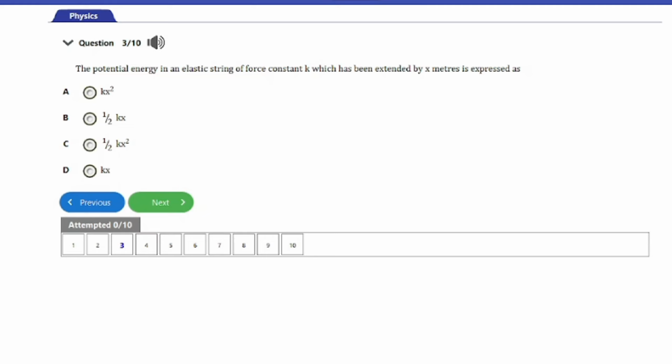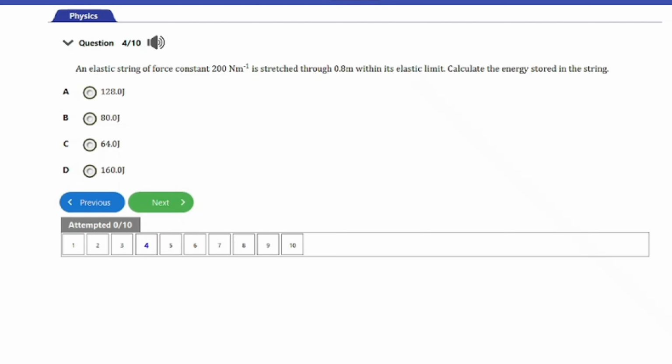It says, the potential energy in an elastic string of force constant K, which has been extended by x meters, is expressed as A. Kx squared, B. half kx, C. half kx squared, D. kx. So guys, the answer to this question is option C, half kx squared. Let's go ahead and consider the next question, guys.